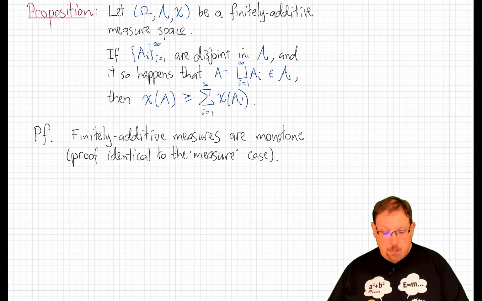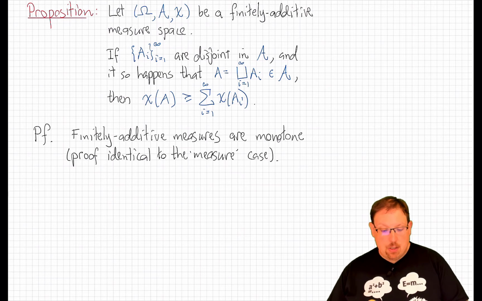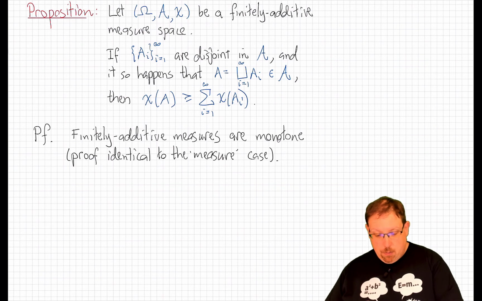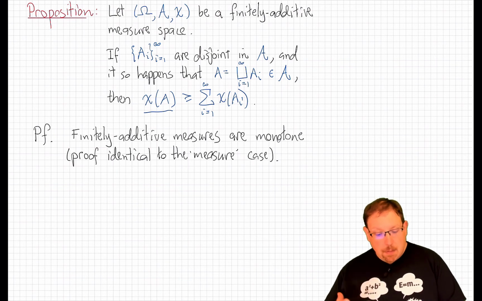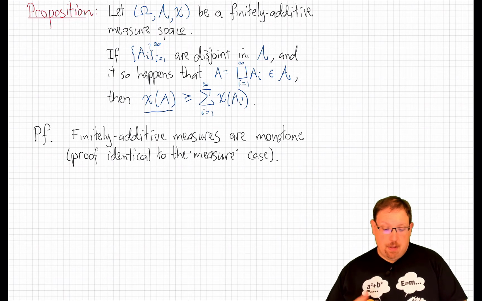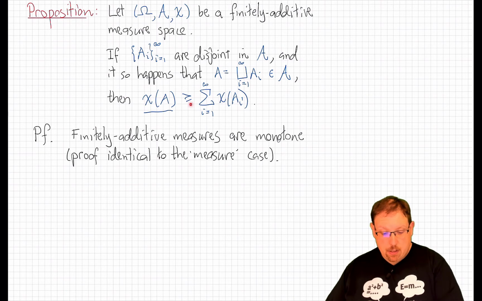Well, it turns out that we're always halfway there. The theorem is that if I have a countably infinite sequence of disjoint sets in the field A, and it so happens that the disjoint union of those infinitely many sets is back in A, meaning that we can use the finitely additive measure to measure that disjoint union, then that measure might not be equal to the sum of the measure on the pieces, but it's always at least as big as that sum. That is to say, finitely additive measures are automatically superadditive.